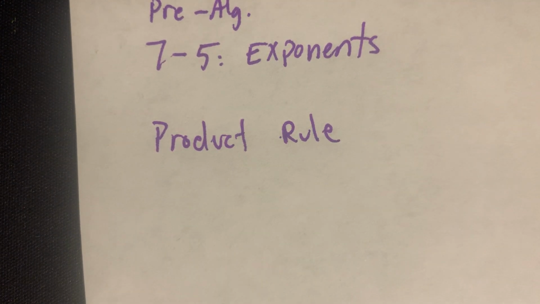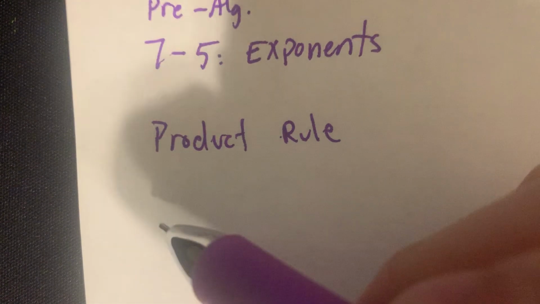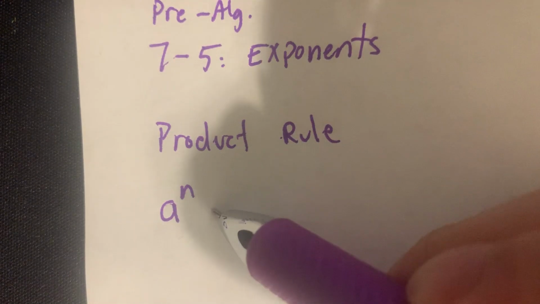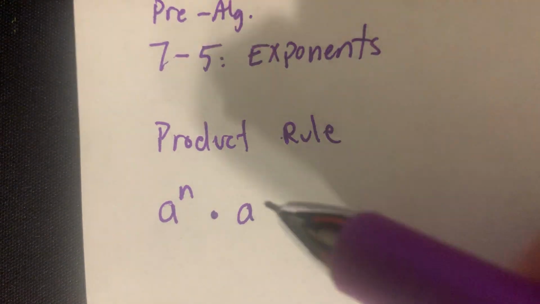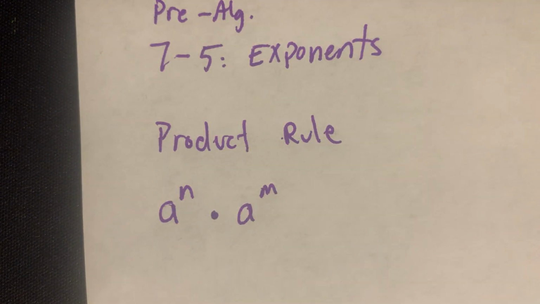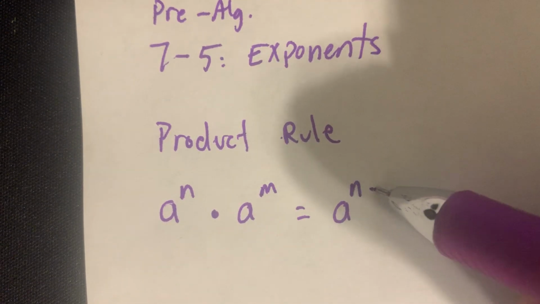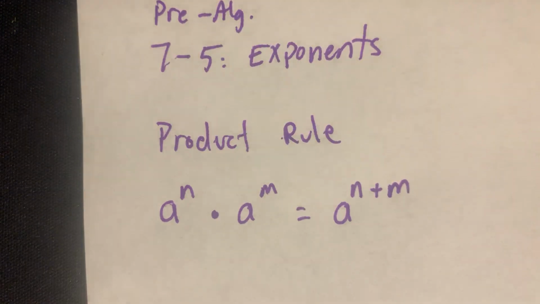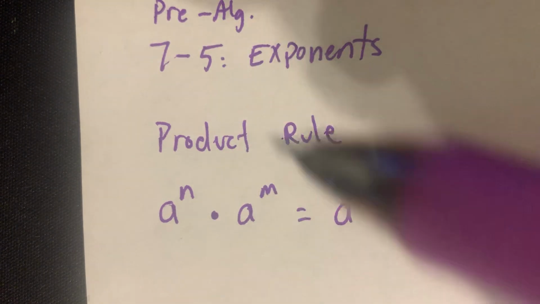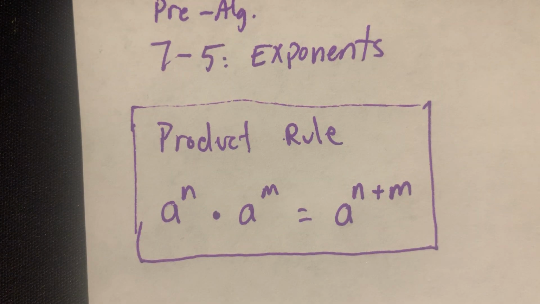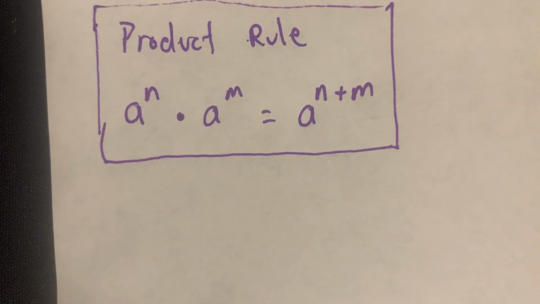So the product rule states that if you have a number to an exponent and you multiply by that same number to another exponent, the result is that number, and then you have to add the exponents. All right, so this is the product rule here. This is what you have to follow every time you see stuff being multiplied with exponents. So an example of this, I'll just leave that there.